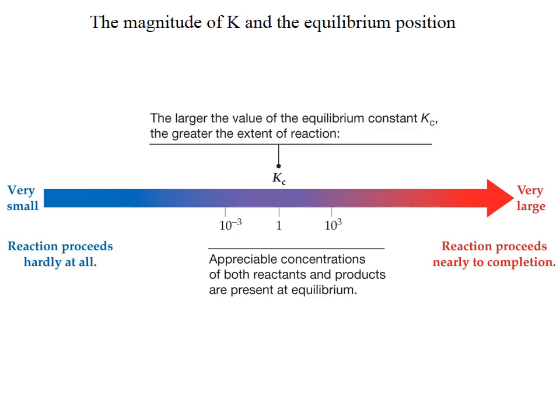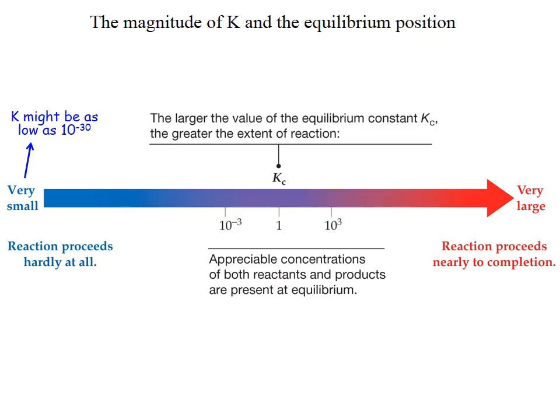I want to just say a few words about the magnitude of the equilibrium constant. And this is true for Kp or Kc. The examples given here are for Kc, but it could be a Kp. So magnitude just means the size of K, right? So if you look at this picture, this is an image from your book where the left side of the arrow are very small equilibrium constants.